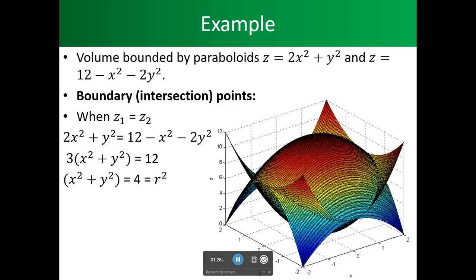Okay, so now if we divide everything by 3, now look what we got. R squared equals 4. So what does R equal? Aha! When they hit this point, R equals 2. Okay, note, when R equals 0, so it's at the top and at the very bottom. When R equals 0, we have Z equals 12, which is up here, as you can see.